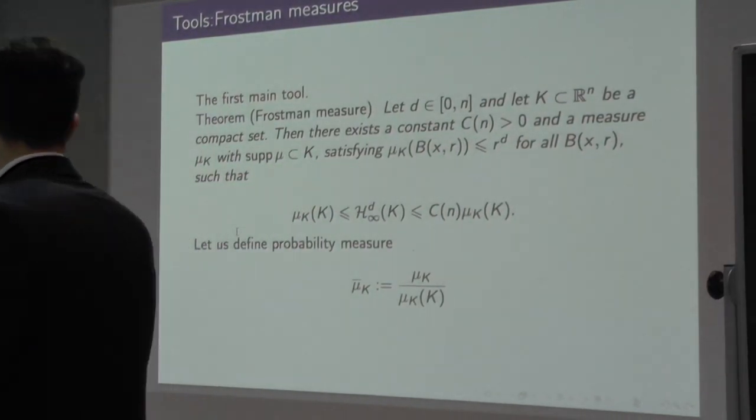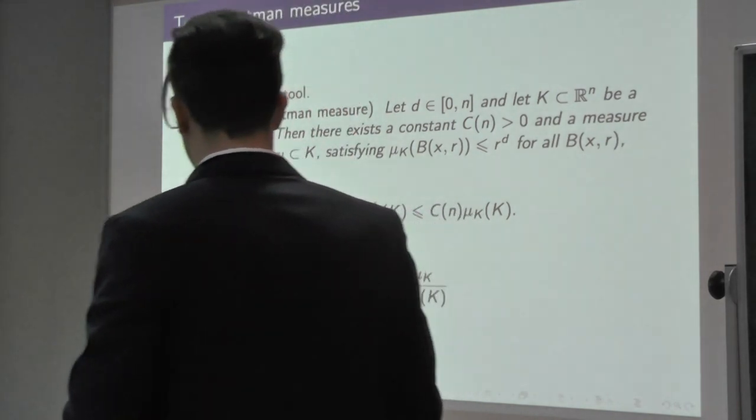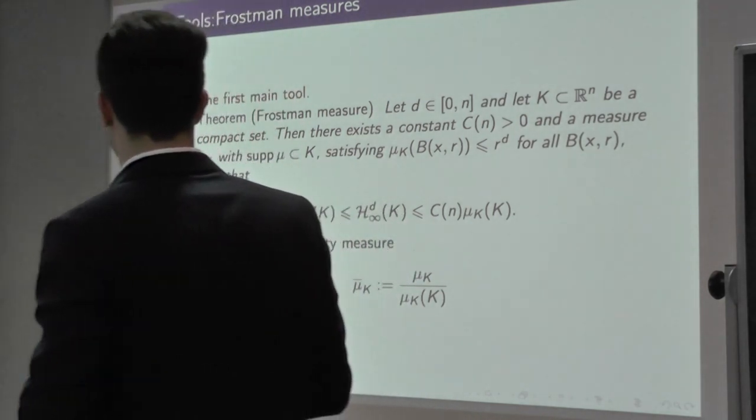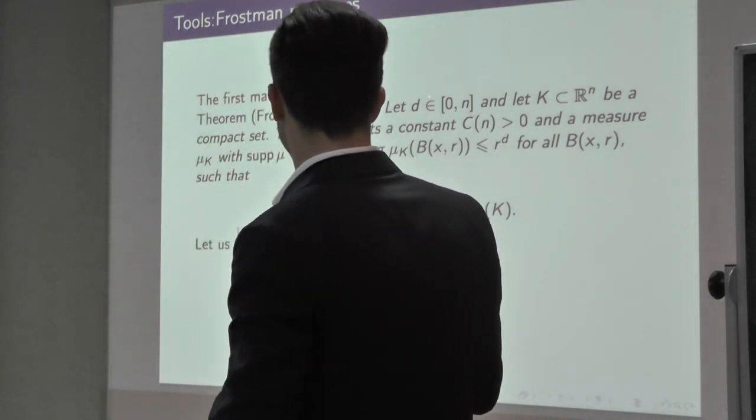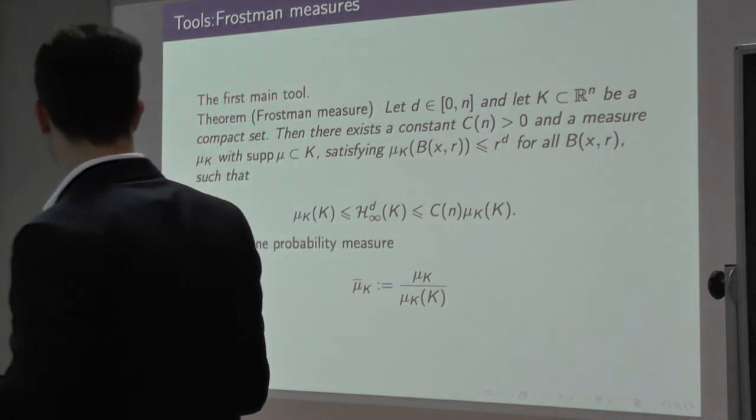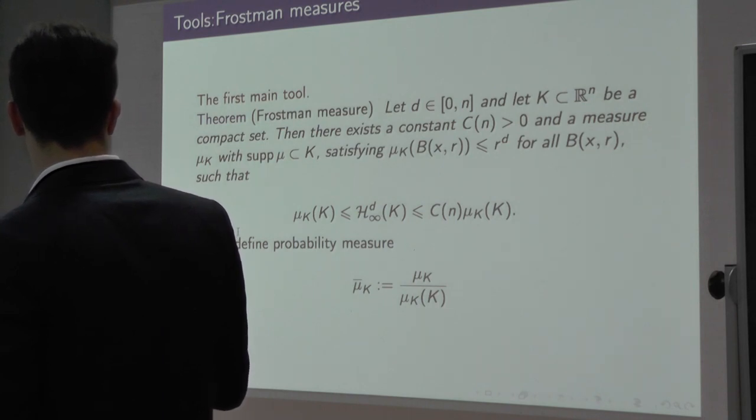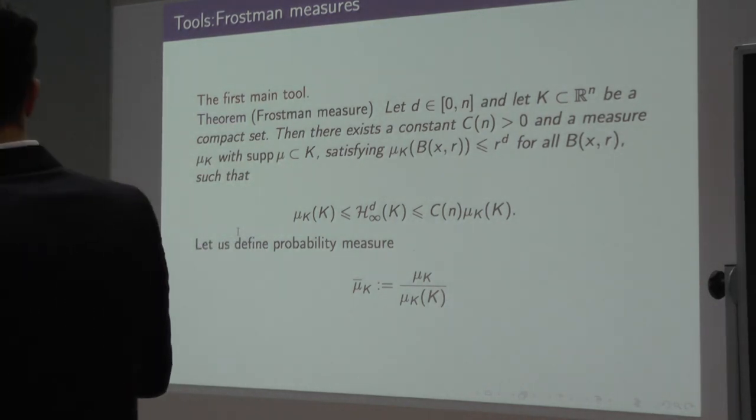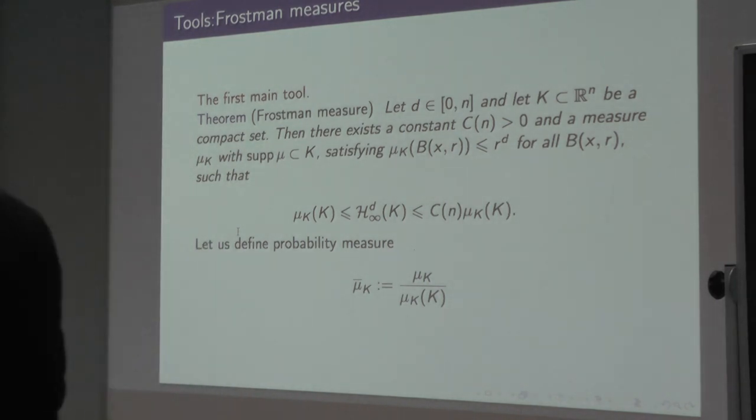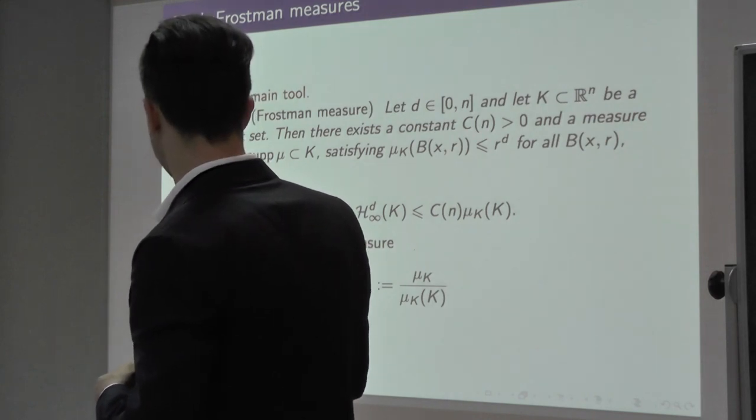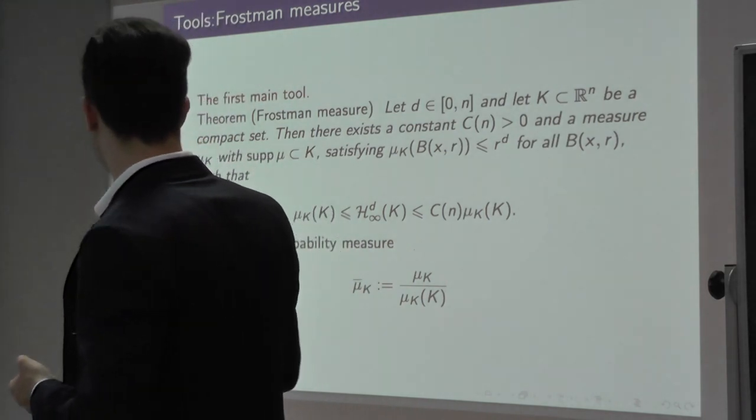Okay, and now I would like to introduce the main tools to formulate our main results. The first main tool is the Frostman measure. We have the following theorem. This theorem is quite old and was proved maybe 50 or 60 years ago. If we take d between 0 and n, and if we have an arbitrary compact K, then there exists a constant c which depends only on dimension and a measure mu on K such that we have the following estimate for the growth of measure, and the measure of our compact K is comparable with Hausdorff content. But for us, it will be more convenient to work with a probability measure. So we divide our measure by the measure of K. Then we have a probability measure.